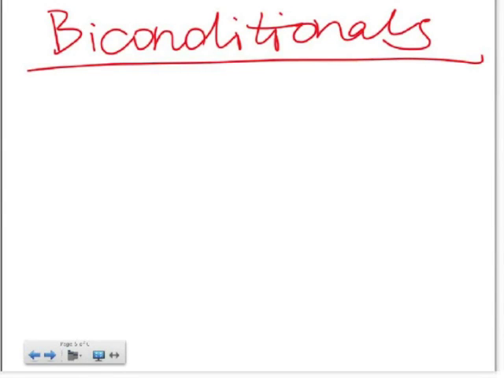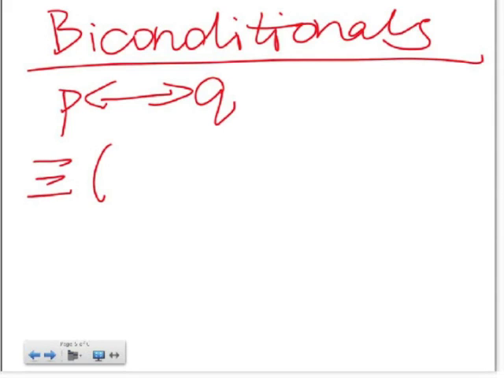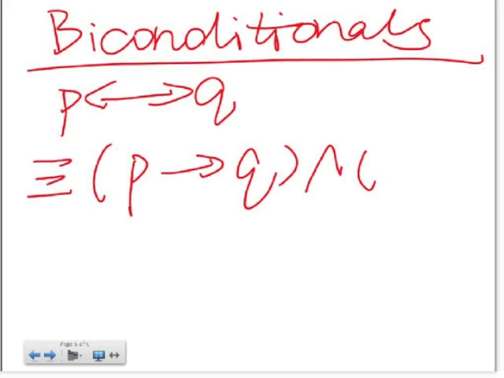So let's go through biconditionals. By definition, a biconditional is P if and only if Q, and this is equivalent to P implies Q and Q implies P. So only when P implies Q is true and Q implies P is true is this biconditional true.